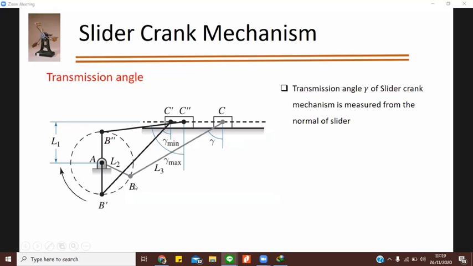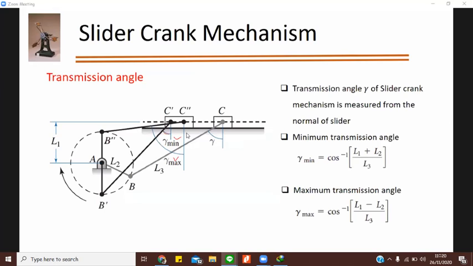Now the transmission angle gamma. The transmission angle will always form between the coupler link and the follower link. So the follower link is C. So this is your transmission angle gamma. Here you will get gamma min and here you will get gamma max. That gamma min is cos inverse of (L1 plus L2) by L3 and gamma max is cos inverse of (L1 minus L2) by L3. It's a simple triangle that is forming, so you can easily find it.